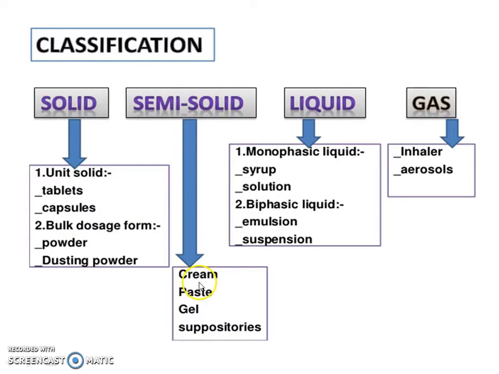Semi-solids are creams, paste, gel and suppositories. And liquids are syrup, solution, emulsion and suspension. Emulsion and suspension are the biphasic liquid dosage forms, and the syrup and solutions are the monophasic liquid dosage forms. We also have another class, which is gas. Examples are the inhalers and aerosols. The ones which are used in asthma and other conditions are the aerosols.